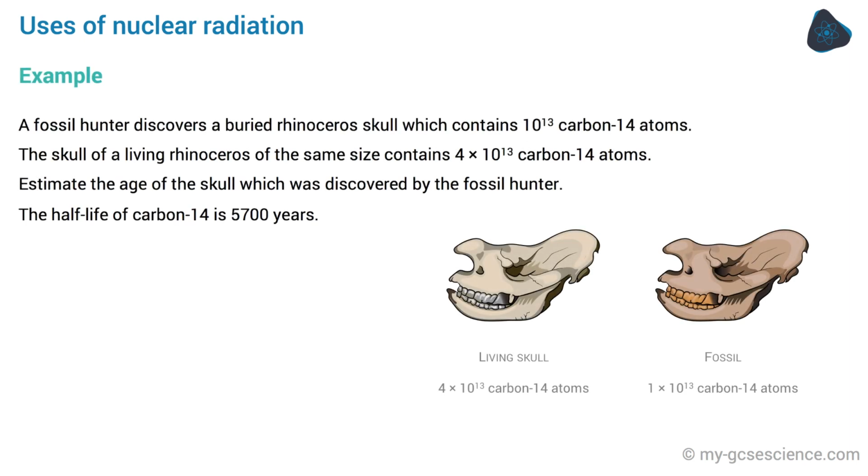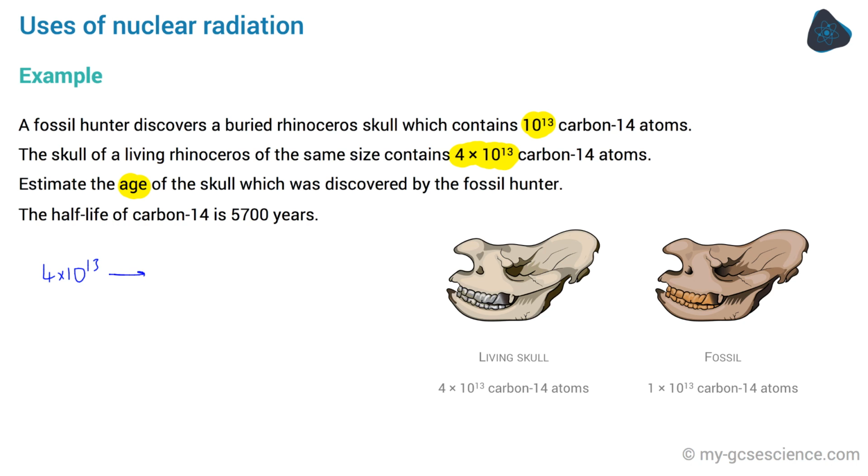Let's take a closer look at how carbon dating works by using a quick example. As you can see, the rhino skull, which was discovered by a fossil hunter, contains 10^13 carbon-14 atoms, and the skull of a living rhino of the same size contains 4 × 10^13 carbon-14 atoms. Here, we need to estimate the age of the skull which was discovered by the fossil hunter, so let's give it a go. Because both skulls are the same size, we're estimating that when the old rhino died, its skull contained 4 × 10^13 unstable carbon-14 atoms as well.